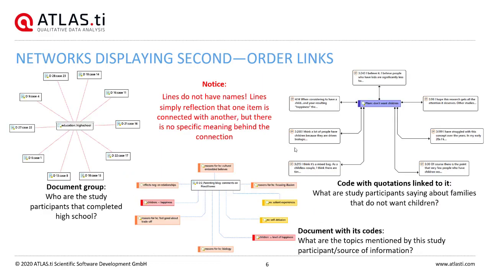Then we have these networks that show another kind of linkage, not semantic anymore, not first order anymore, but what we know as second order links. These are the linkages that we create as we connect, in the normal process of analysis, different elements of the project. For example, I have interviews conducted with people who completed their high school education.